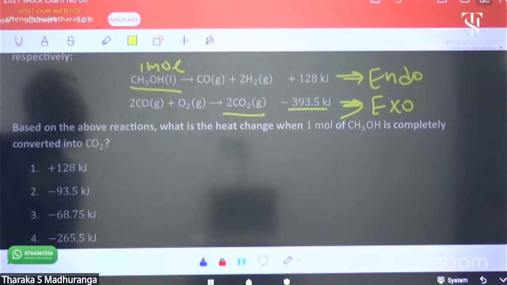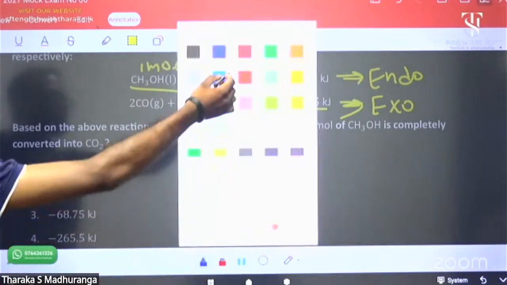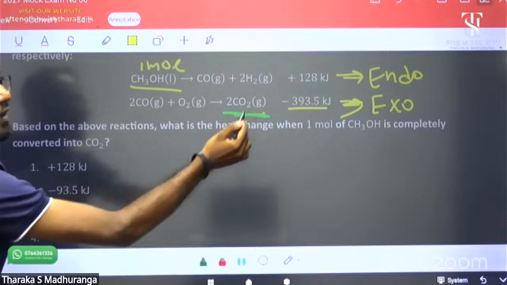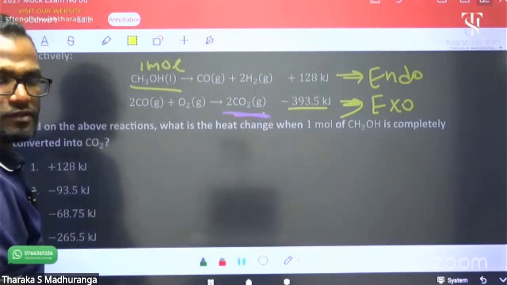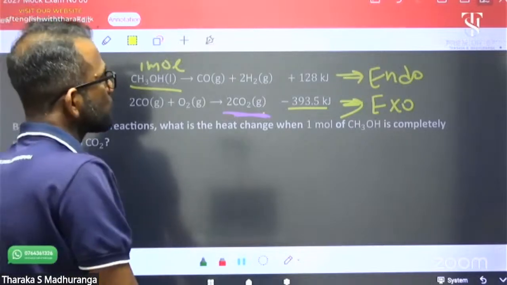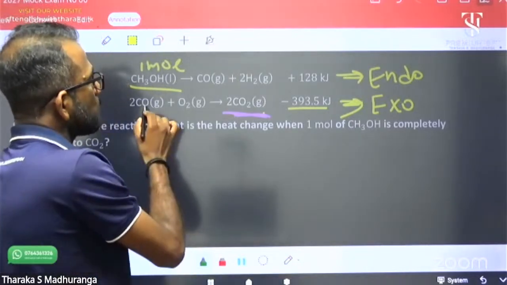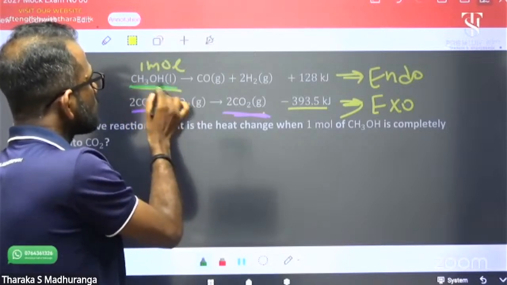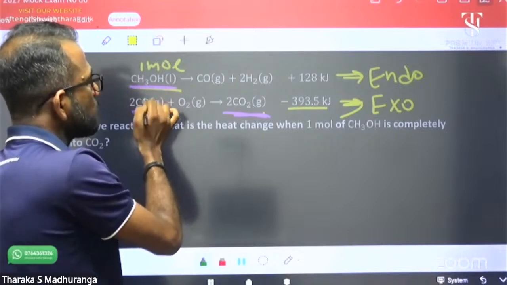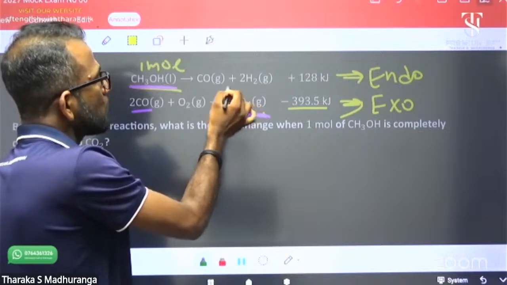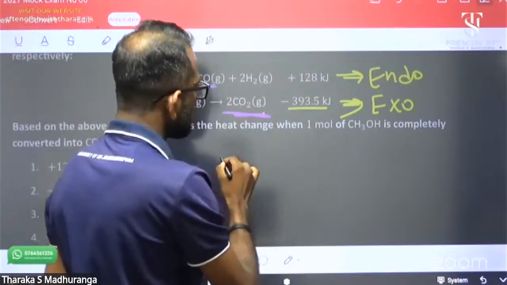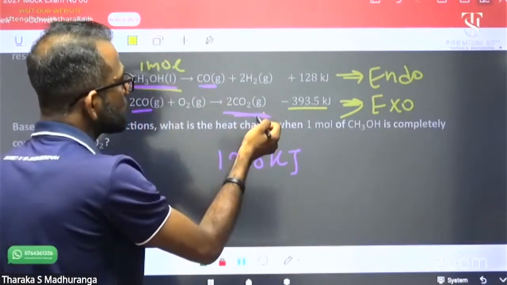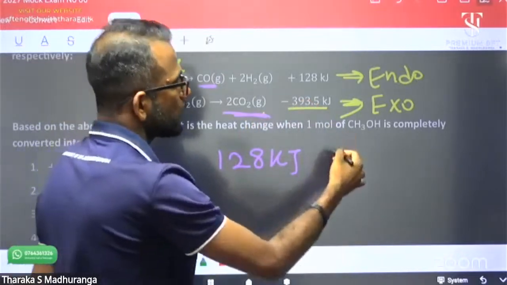Okay, how to calculate? That one also same. 2 carbon dioxide moles in products. Therefore, 1 methanol, CH3OH means methanol, 1 methanol converts into 1 CO, it is 128 kilojoule, right? But it is 2 converting to 2, therefore you have to divide by 2. Divide by 2.